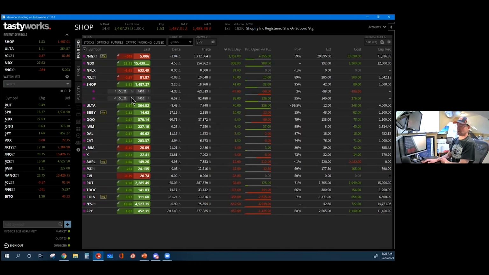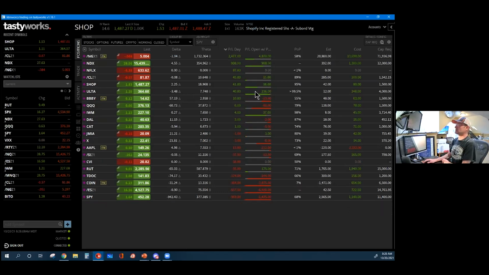This was a 3DTE. It's got an expiration for this Friday, and it looks pretty good. It's moving into the green right now, a 95% probability of success trade. And we're getting very close here as well to a 50% capture on that. So we'll look at that here. BBBY looks pretty good. Pretty happy with BBBY.